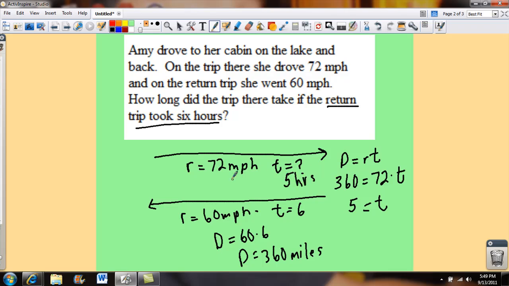And it should make sense. When you look at these numbers, 72 times 5, yeah, she was able to go 360 miles. On the way back, maybe there was more traffic and she could only travel at 60 miles per hour, but of course it's going to take longer to be able to travel that distance. Again, when you get an answer, make sure you check and also make sure you label properly. So in this case, the answer is 5 hours.